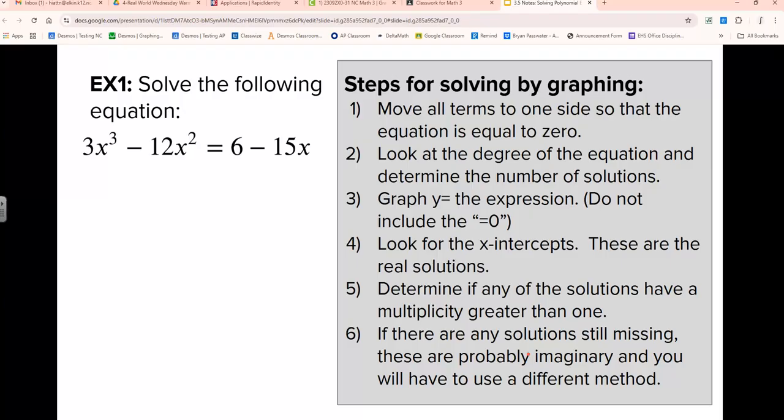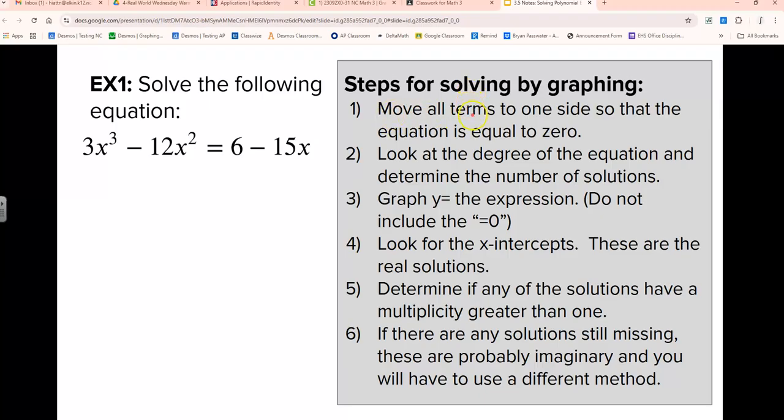If we do it the old way, we won't be able to tell if we've got double roots for that. So, our steps for solving by graphing. I've gone into great detail here because there are a lot of things I want you to talk about. It's actually very easy, but there are several things I want you to think about.